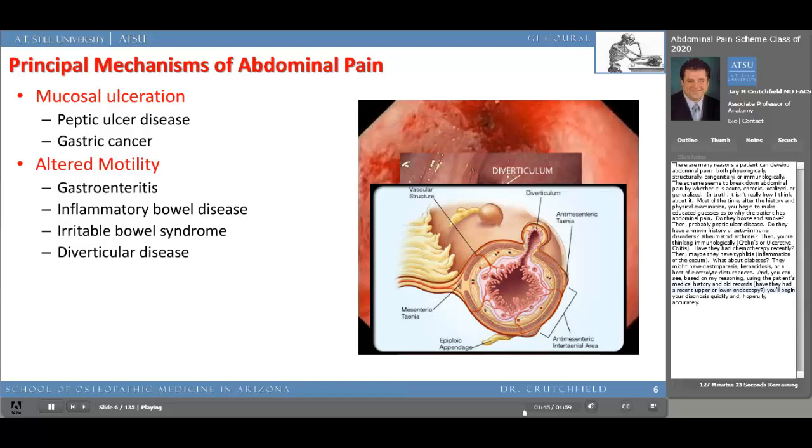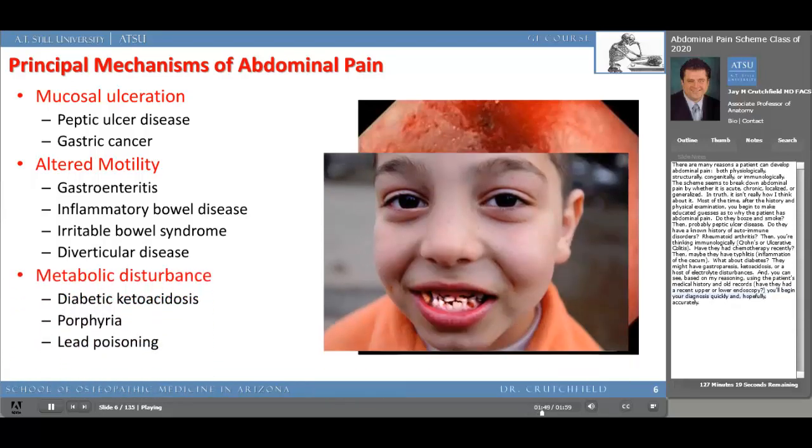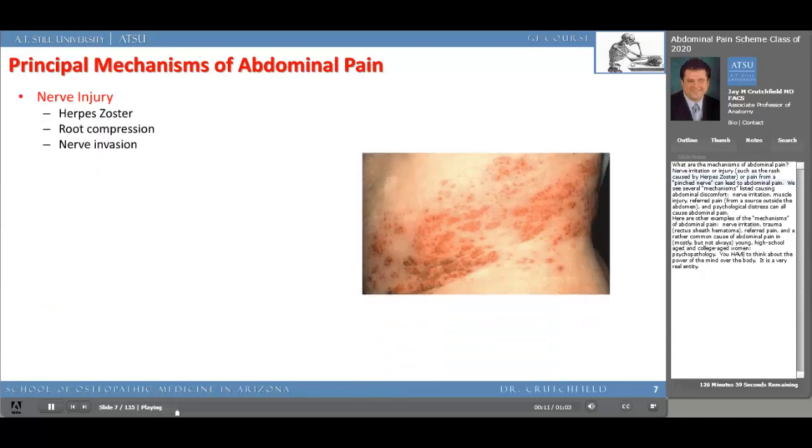And of course, as I mentioned, metabolic disturbances, such as a patient who's in diabetic ketoacidosis, porphyria, lead poisoning, or even in odd rare cases, a blast crisis for a patient who is suffering an acute leukemic episode. Those are just a few of the mechanisms of abdominal pain causes. What about nerve irritation or injury, such as the rash caused by herpes zoster, or pain from a pinched nerve that can lead to abdominal pain?